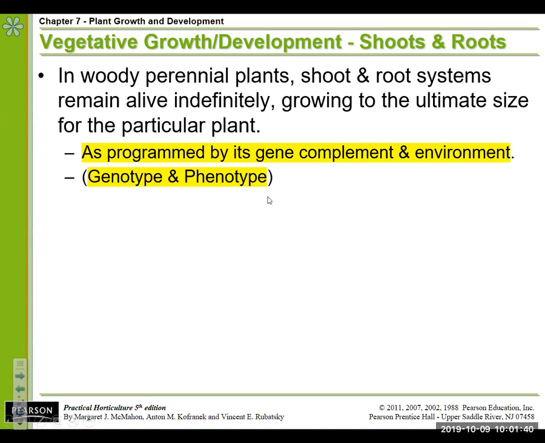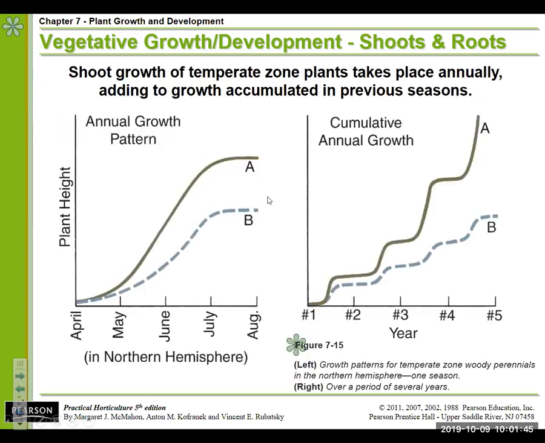And it's important to look at, in a variety of crops, how the environment affects what we're able to actually harvest.